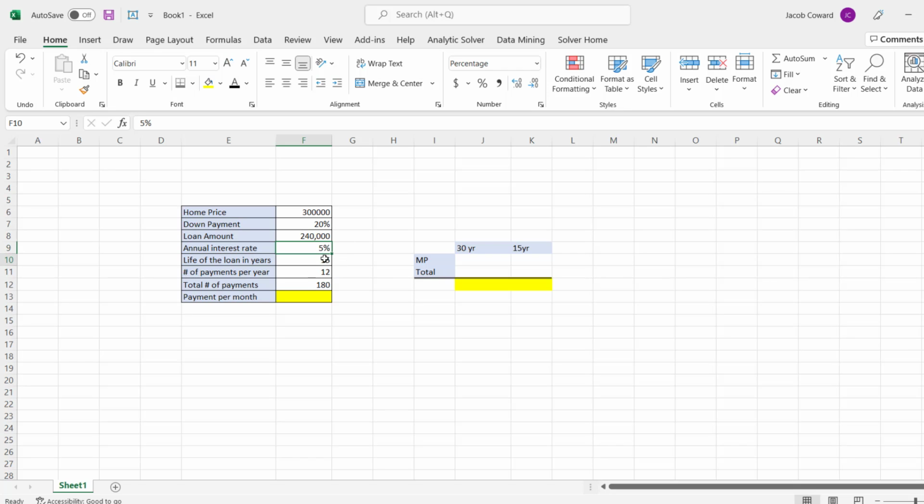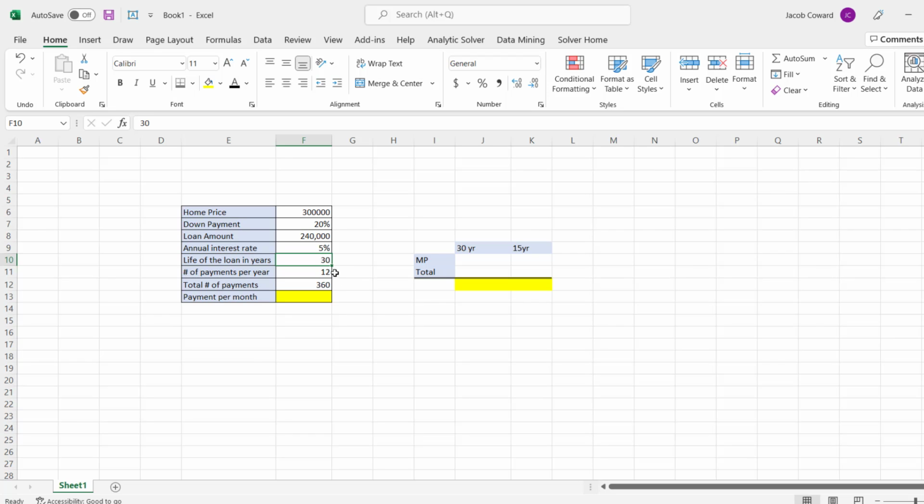Life of the loan in years. So I have 15, but we're actually going to change that to 30. I'm getting ahead of myself. Because typically people get loan amounts in either 15 or 30-year increments. Most people get it in 30 years. So I would start out with 30.